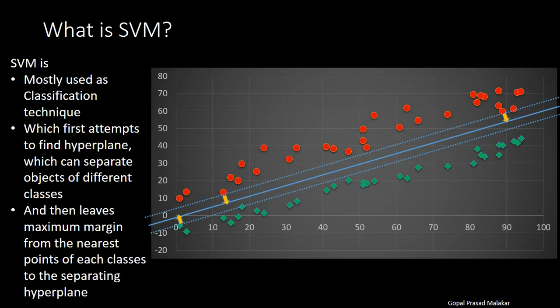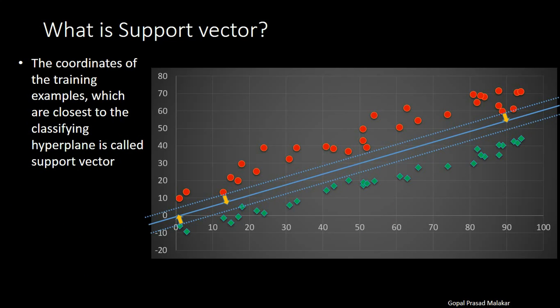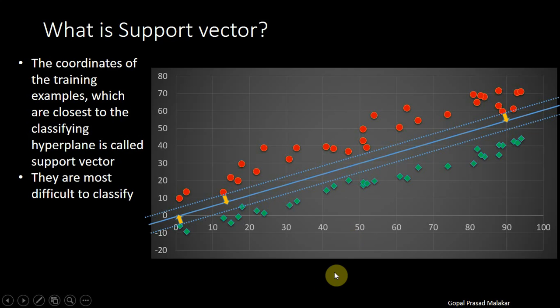Now what are support vectors? Support vectors are coordinates of training example which are closest to the classifying hyperplane. Or in other words, you can say that these are the closest to the other class of the data. In fact, these are the most difficult to classify because they are the closest to the other class. You will not have confusion here or mistake here, but there is a possibility that you can go wrong here.